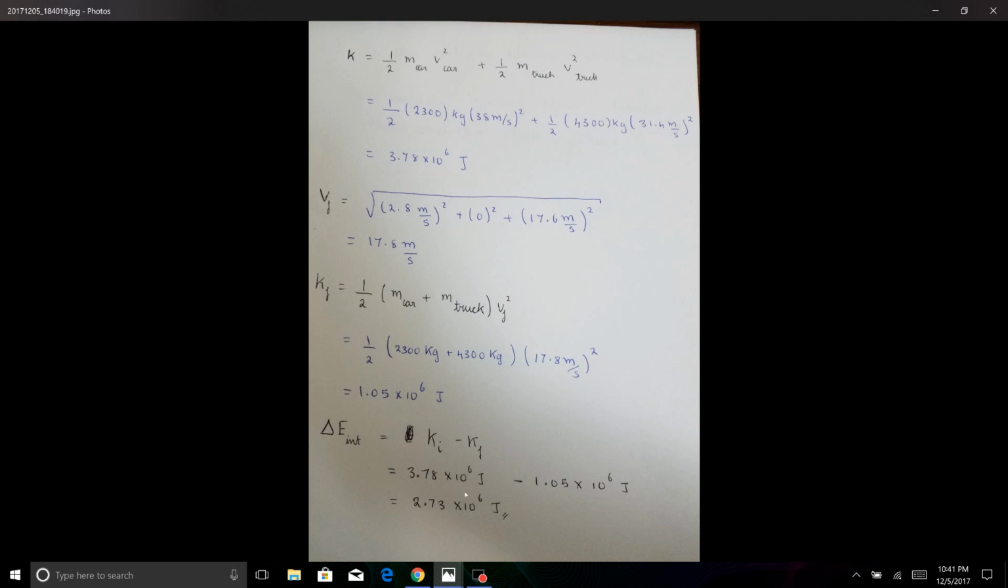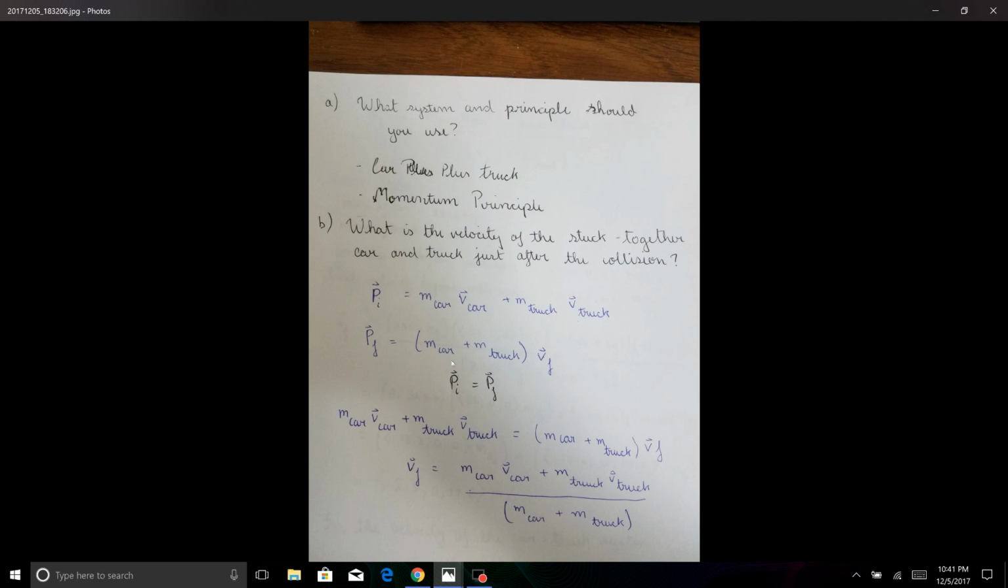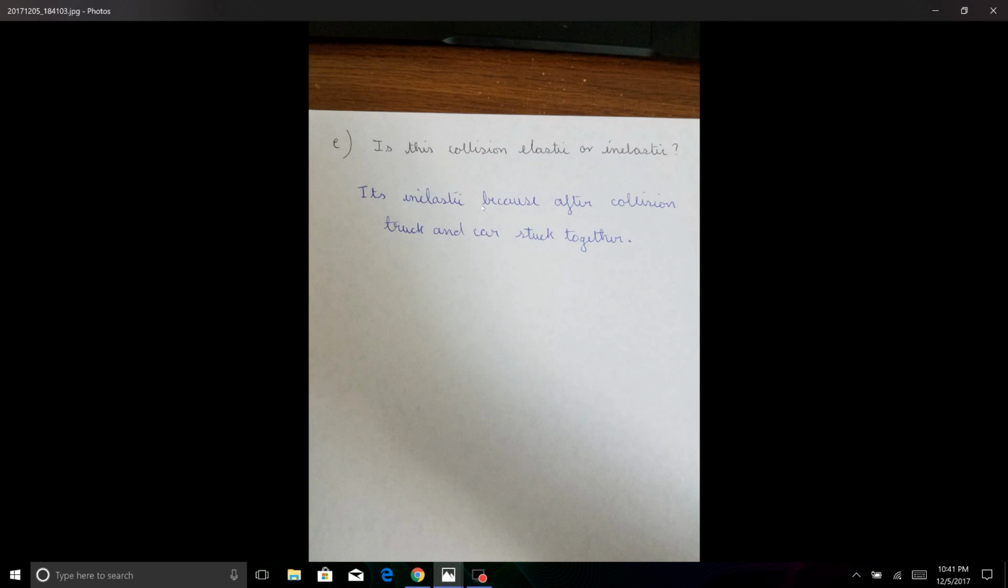So that's part D. And part E asks, is this collision elastic or inelastic? I said that it is inelastic because after the collision, the car and the truck are stuck together and they move as a whole. That's why it's inelastic.